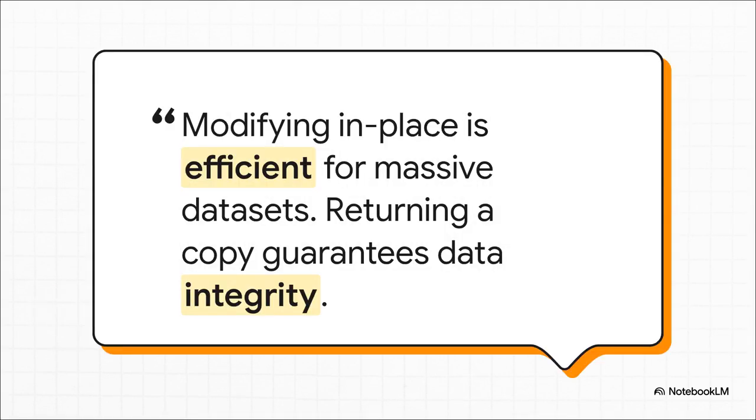So you see, this isn't a bug. It's a design choice, and it's all about trade-offs. Modifying a massive list in place is super efficient. It saves a ton of memory. But if you absolutely need to guarantee that your original data is safe and never altered, you have to explicitly make a copy and work with that instead. The choice is yours, and it really depends on your goal.